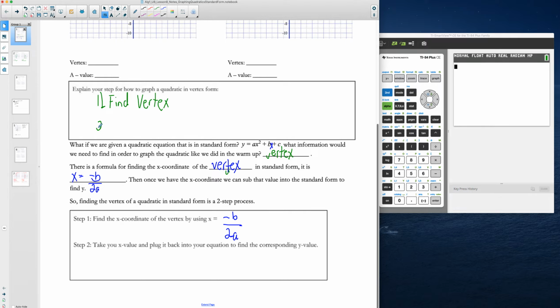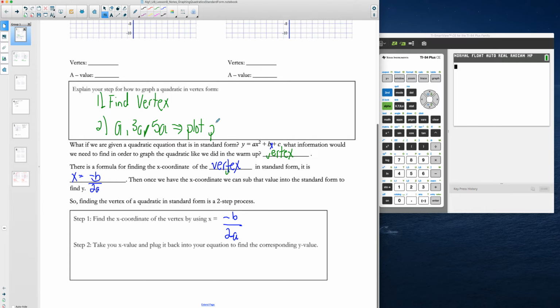And then the second step is that we want to use a, we want to use 3a, and some of the time we might use 5a, to plot the rest of our points. So that is the process.